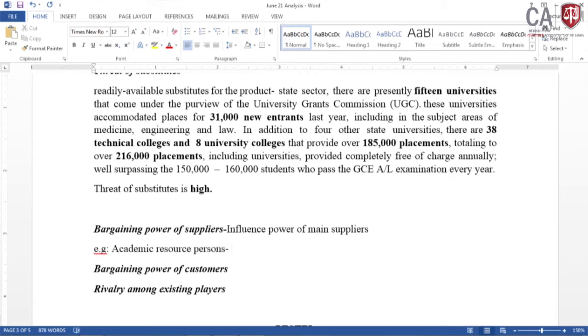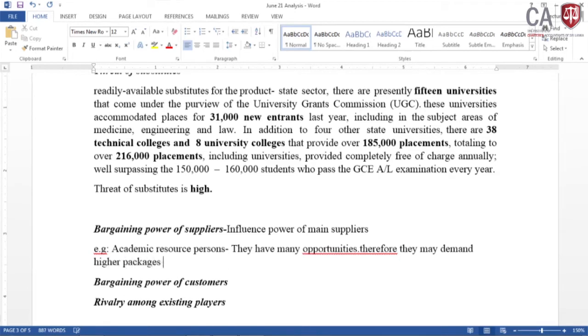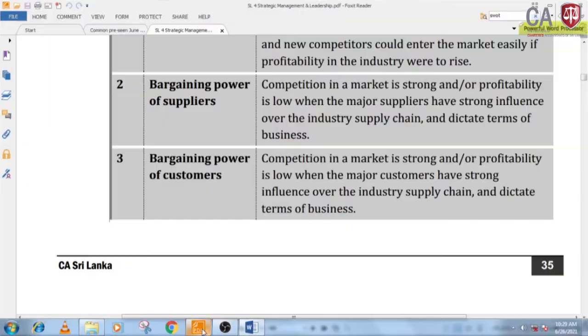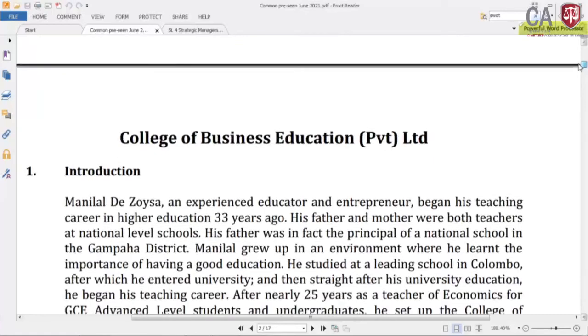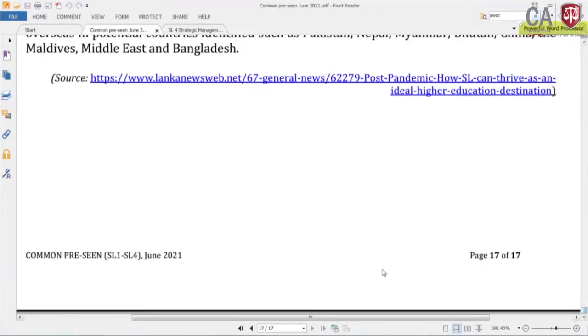What do you think in the industry? Do they have opportunities? Yes, they have many opportunities, and therefore they may demand higher packages to retain with the CBE.